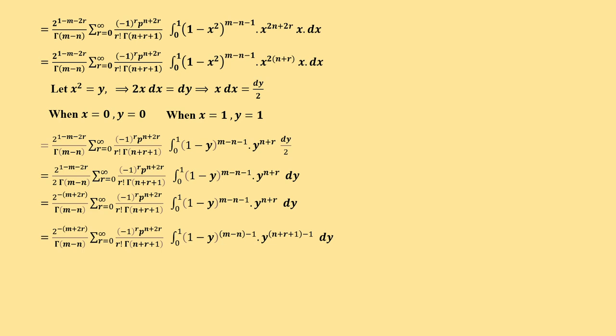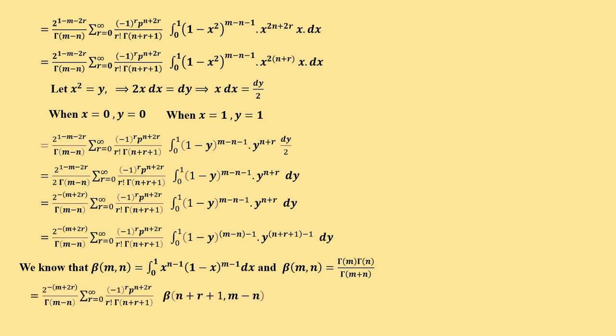plus r can be written as adding 1 and subtracting 1. So we are grouping y power n plus r plus 1, minus 1, into dy, because we are going to use the beta function. We know beta(m, n) is equal to integral 0 to 1, x power n minus 1, 1 minus x power m minus 1, into dx.